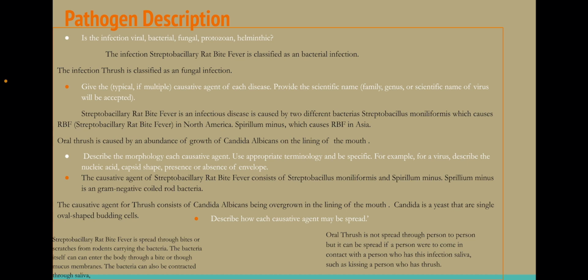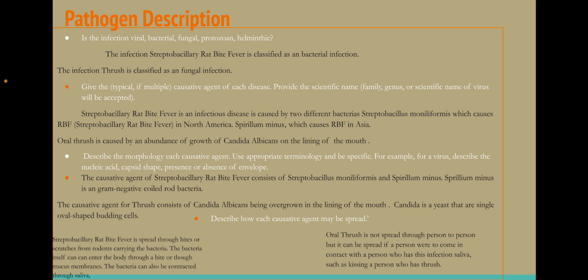Provide the scientific name. Streptobacillary rat bite fever is an infectious disease. It's caused by two different bacteria. Streptobacillus moniliformis, which causes RBF, Streptobacillary rat bite fever, in North America. Spirillum minus, which causes RBF in Asia. Oral thrush is caused by an overgrowth of Candida albicans on the lining of the mouth.